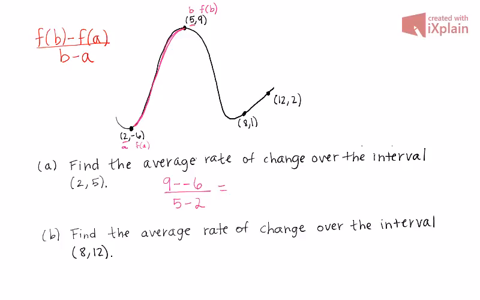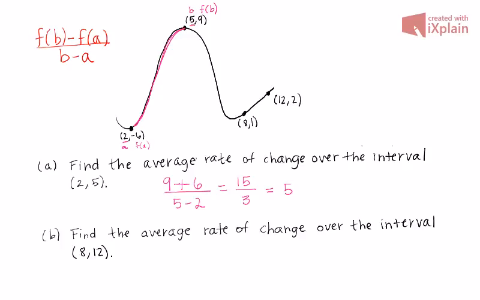Remember, when you have minus a minus, that becomes a plus. So 9 plus 6 is 15, and 5 minus 2 is 3. You could simplify this. 15 divided by 3 equals 5. So the average rate of change from 2 to 5 is 5.